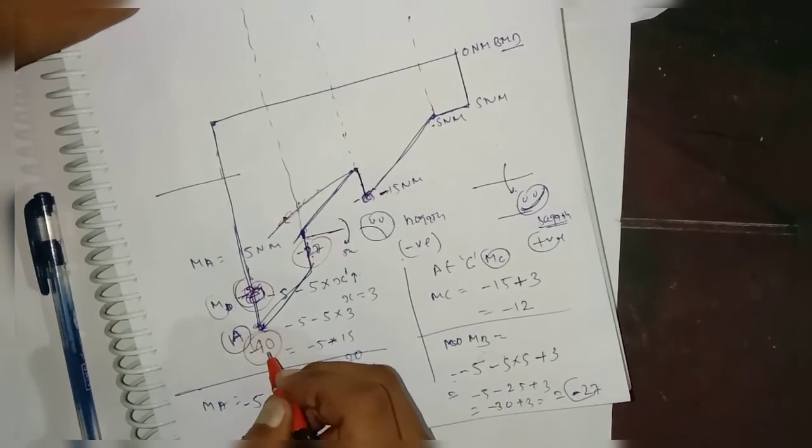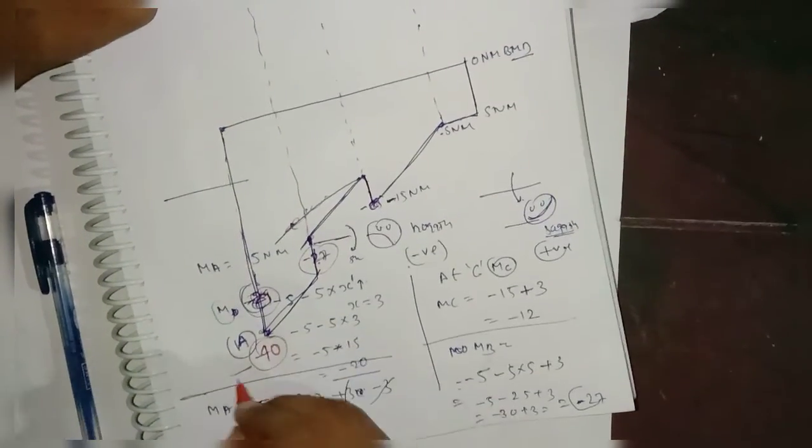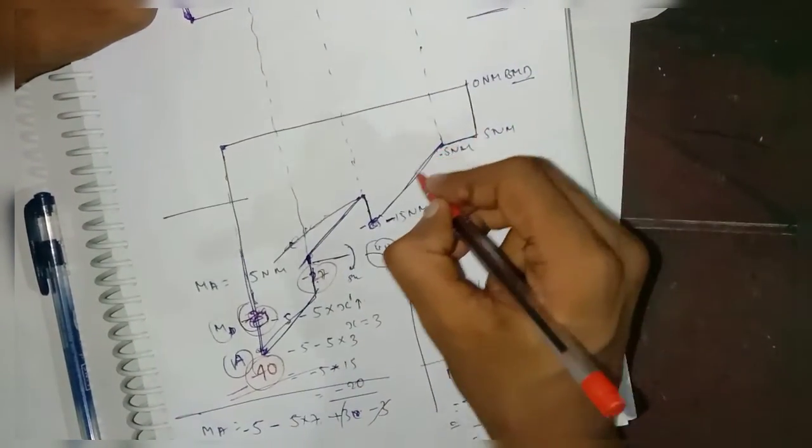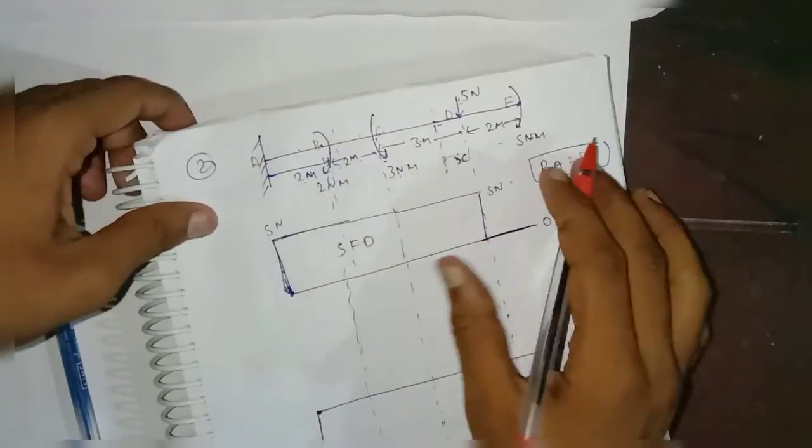So at this point you will get minus 40, okay. So this is your bending moment diagram for this type of load.